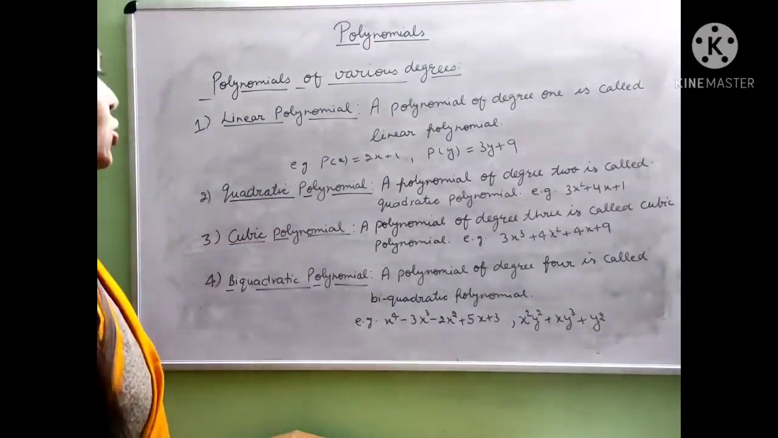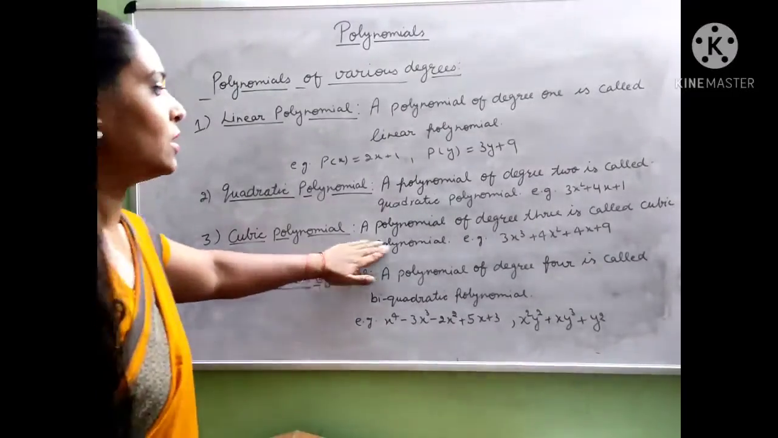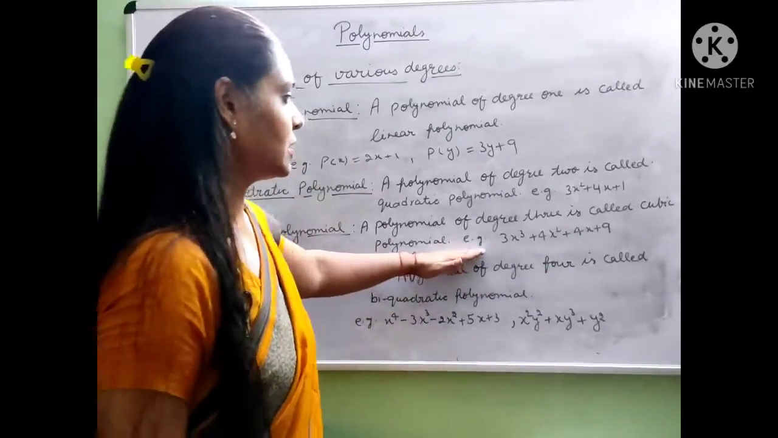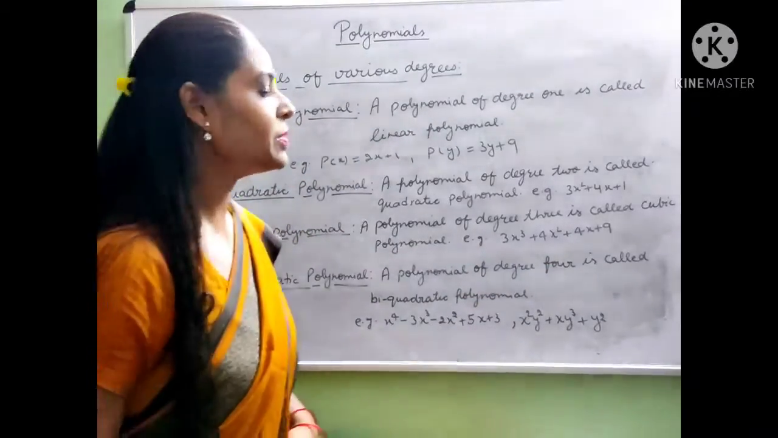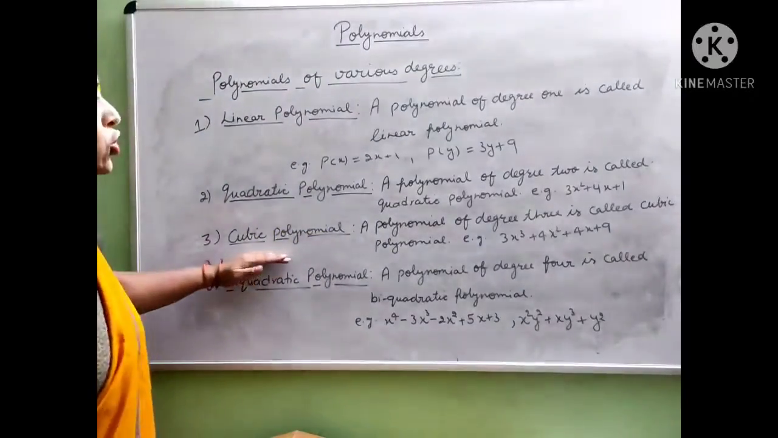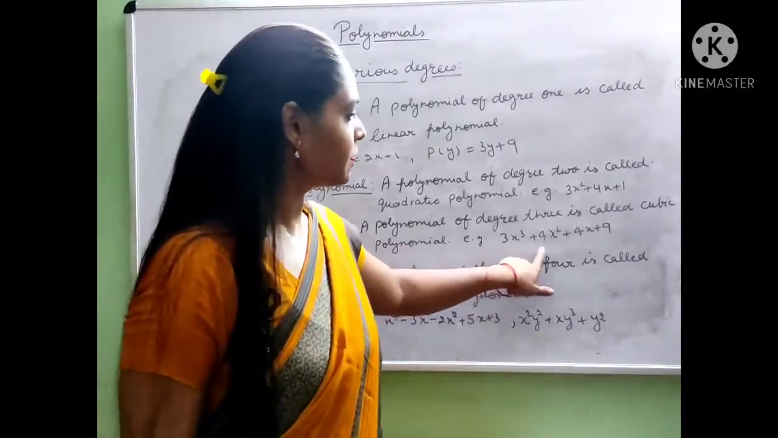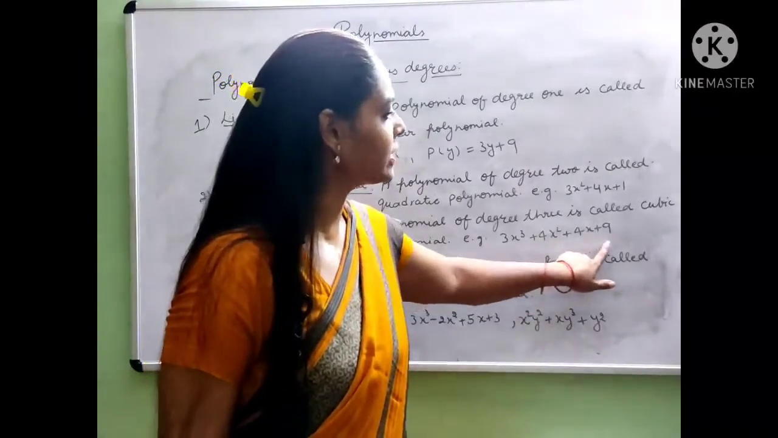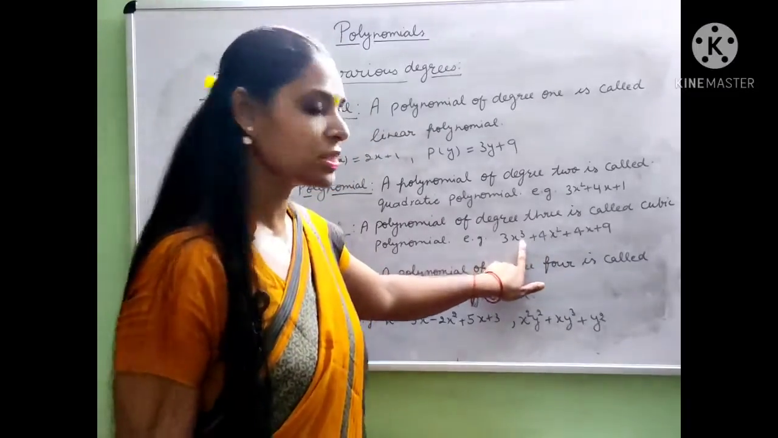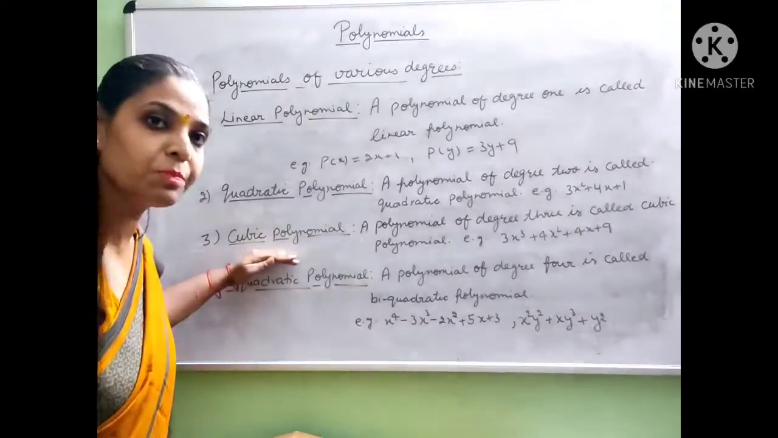Third one is cubic polynomial. A polynomial of degree 3 is called a cubic polynomial. That means if the variable has the highest degree 3, then the polynomial is called a cubic polynomial. Example: 3x cube plus 4x square plus 4x plus 9. Here the highest degree of the variable is 3, so on the basis of the degree we can say it is a cubic polynomial.